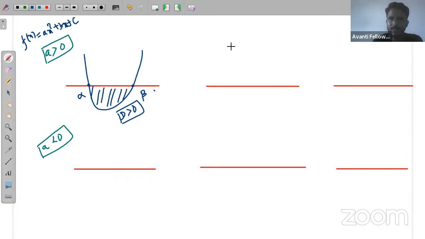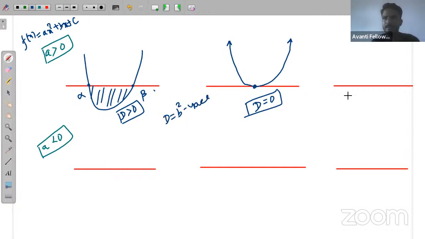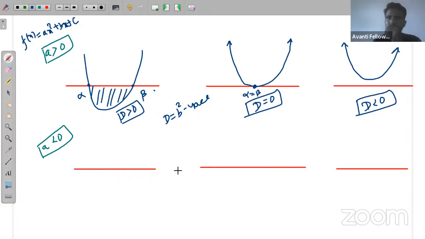So again, the second part looks like this. It is going to touch the x-axis. In this case, the discriminant is 0. D stands for discriminant, which is b square minus 4ac. Right. The next is it will not touch or cut the x-axis, when D is less than 0. That is no real root. So, 2 real roots, and this is equal roots, right? Alpha is equal to beta.